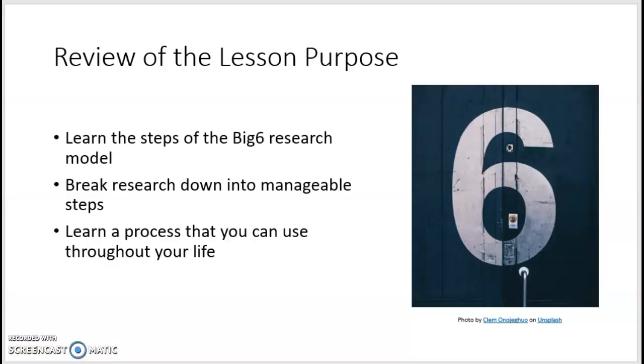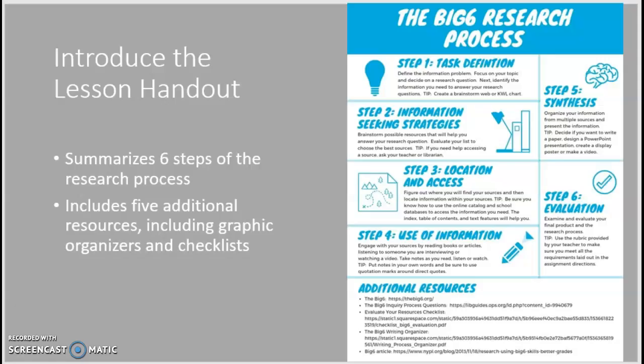Today I am going to review the 6 steps of the Big 6 research model. You will learn the different steps and how you can use them to do research as a student. The Big 6 is actually a very useful process that you will use later in life. The Big 6 research model is a process that breaks down research into manageable steps. By following these steps, you can complete your research without becoming overwhelmed.